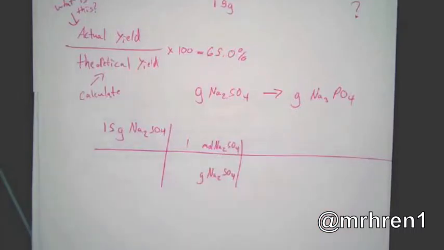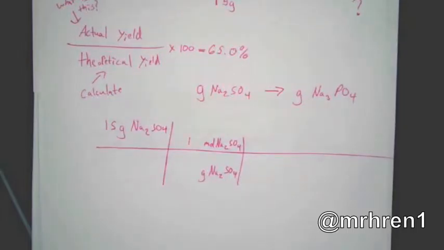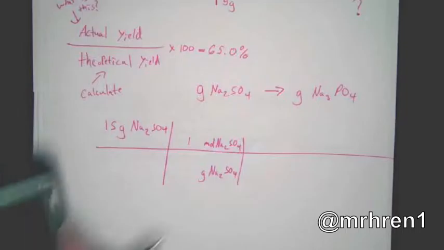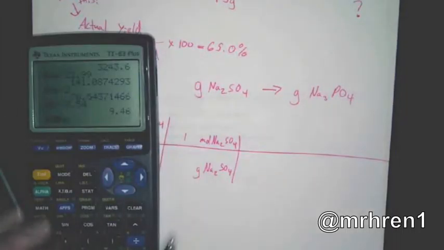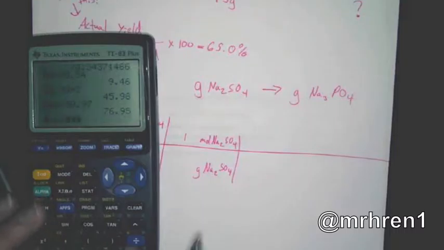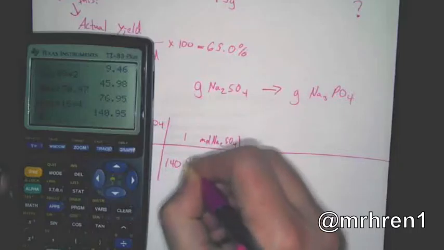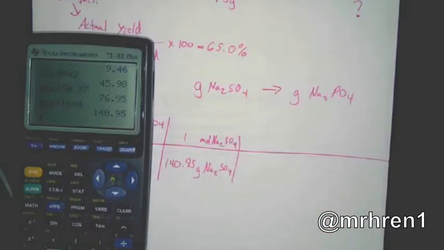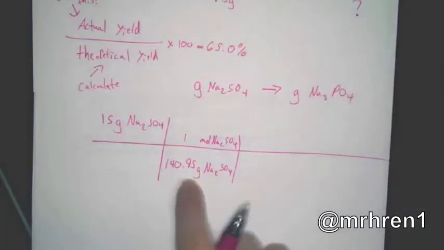So 1 mole of that will be equal to, let's figure it out. So you do 22.99 times 2 plus 30.97 plus 16 times 4. So that gives you sodium sulfate's mass. So this is again from the periodic table.